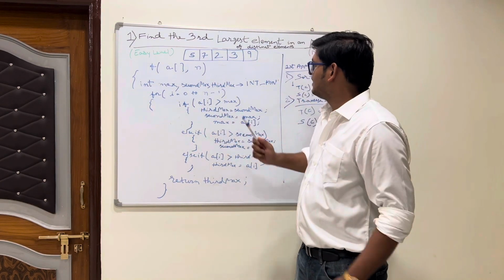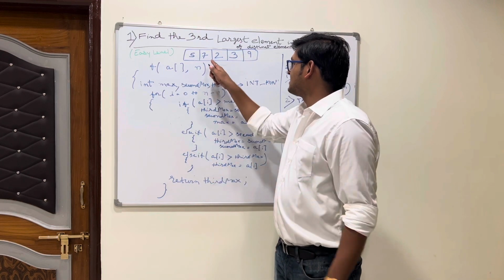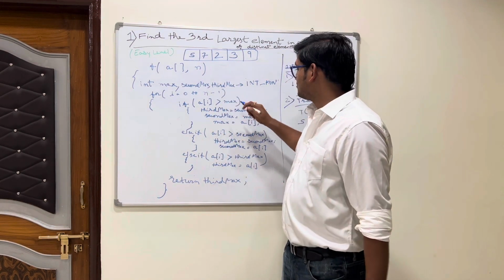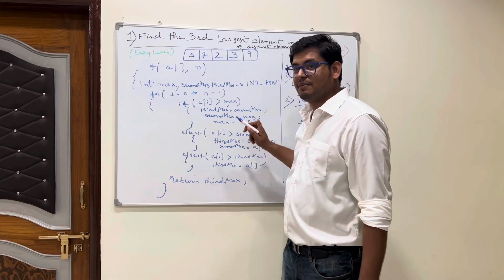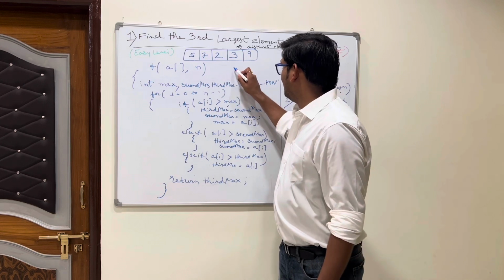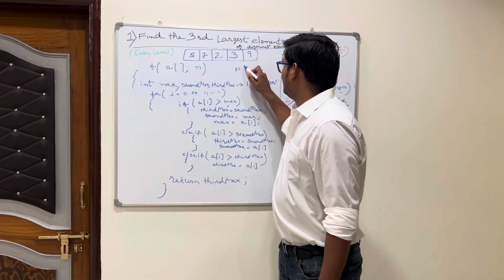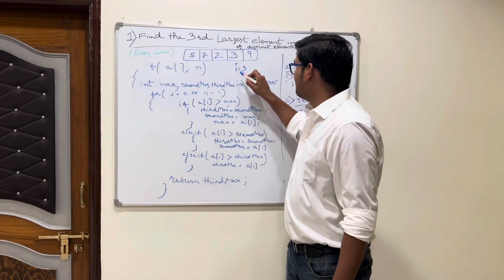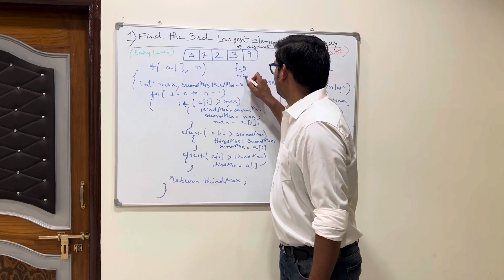This condition is fulfilled. So next is 7. Is 7 greater than max? Right, max value is 5 right now. So the third max will become int min. Second max will become 5, which is the max value, and the max value will become 7.